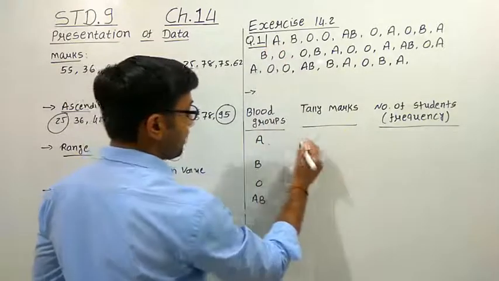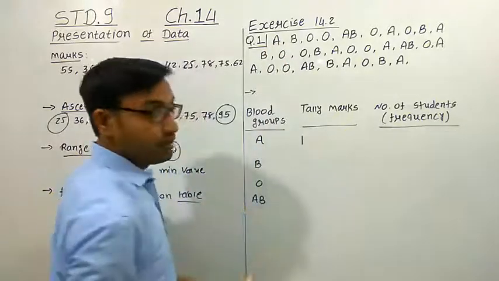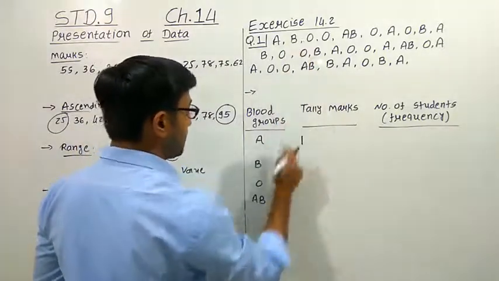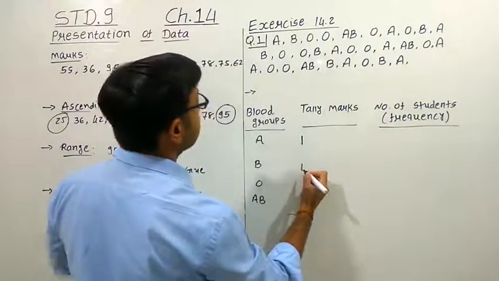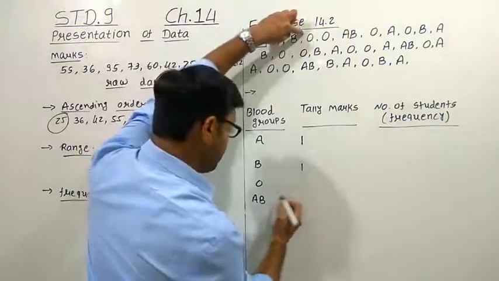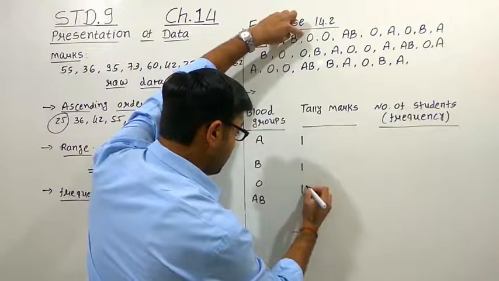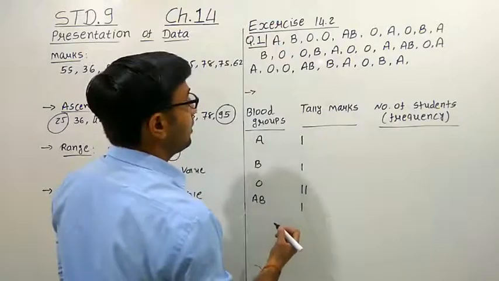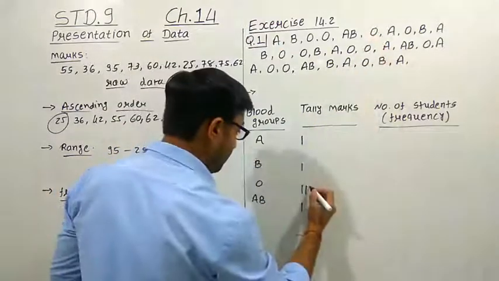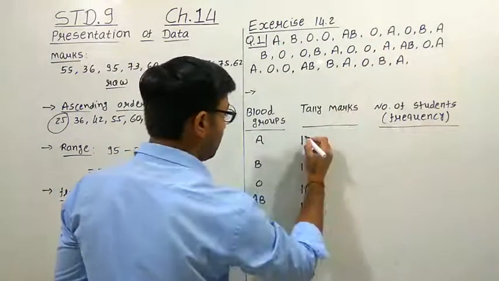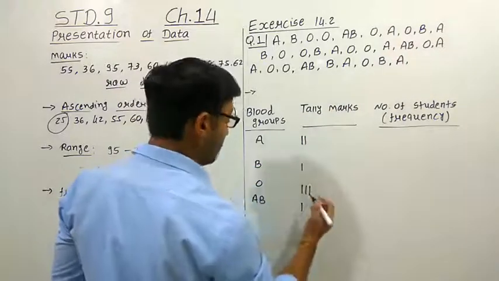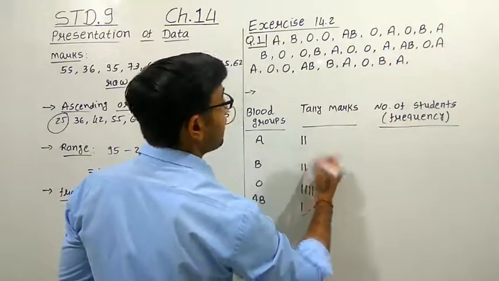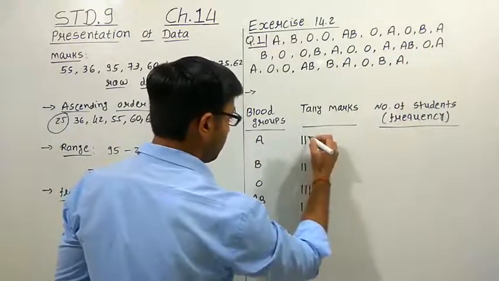A, this is A. So here we have to make one line segment, one mark. Now B, so here also we have to put one mark. Now O is 2 times, so put 2 tally marks, 1 and 2. Then AB, now put one mark here. Understand? Now O, then again A, here O, again O, here B, and A.